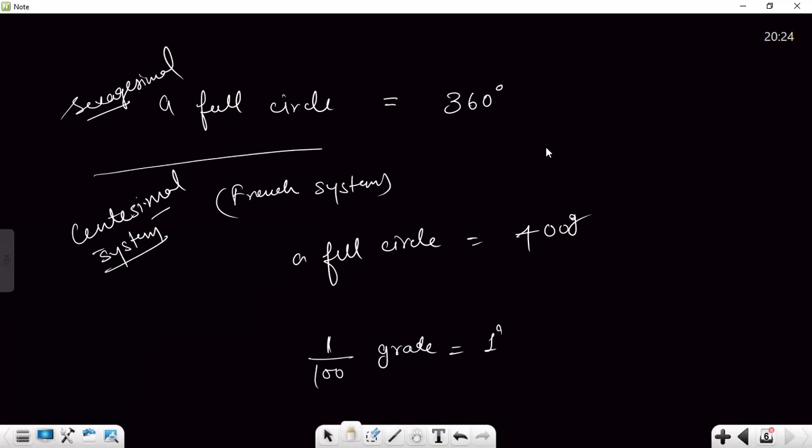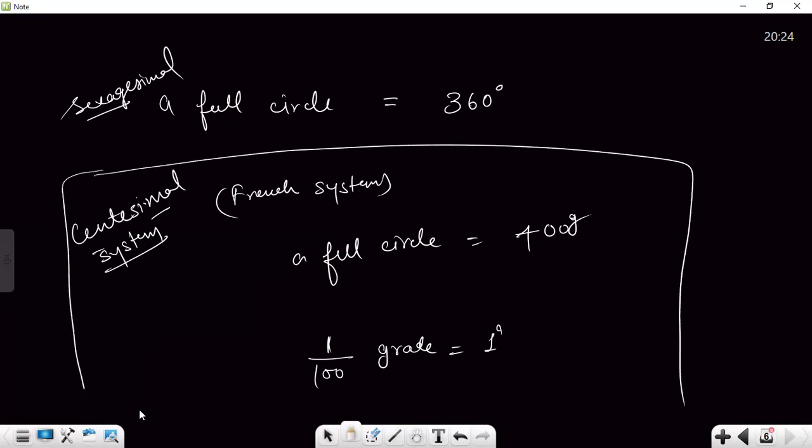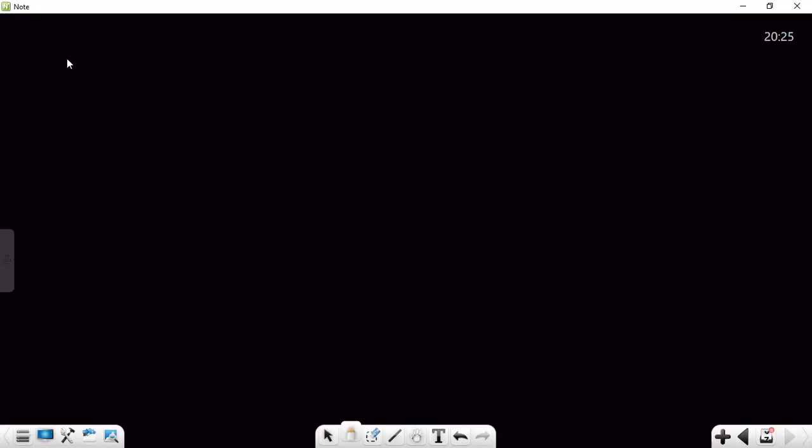Anyways, that's not important. Centesimal system is not important. What's important here is just to know what the grades are, not the minute system. We use the sexagesimal system in India, that is given by the British. Okay. There is one more system, that is the circular system. In this, we calculate radian. So radian measurement is done here.